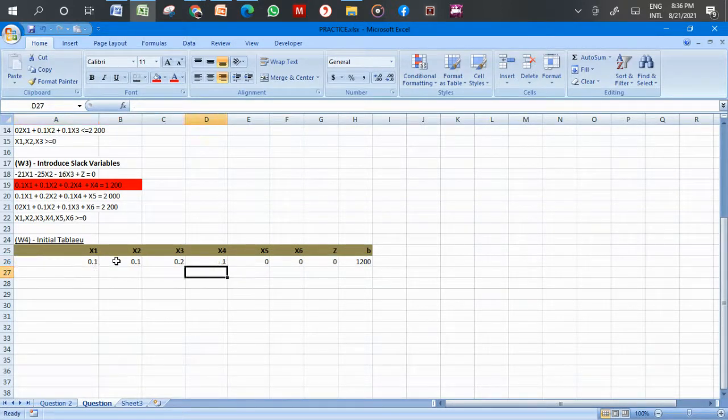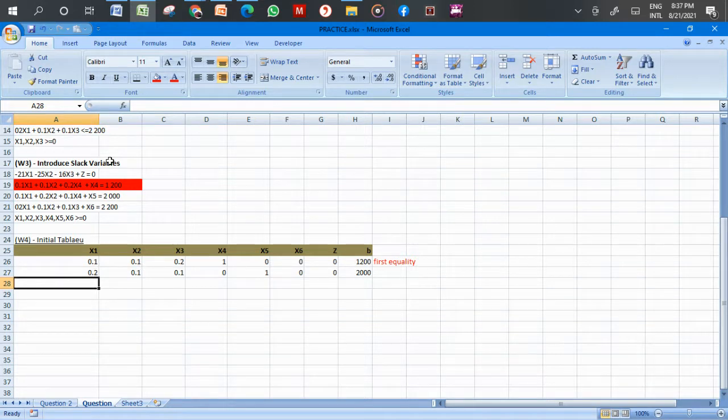Okay, so that was the first equation. So let's just call it equality. We do the same thing for the second equality. We're just taking the coefficients 0.2, 0.2, 0.1, 0.1. We do not have x4. We do have x5 and the coefficient is 1. We do not have x6. We do not have z. And our limitation is 2000. So that will be our second.